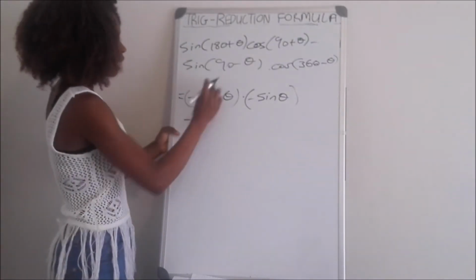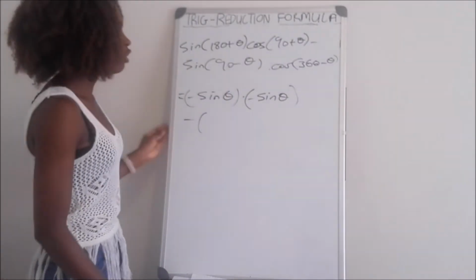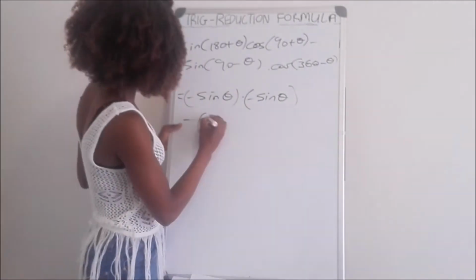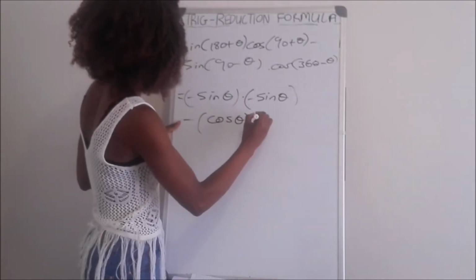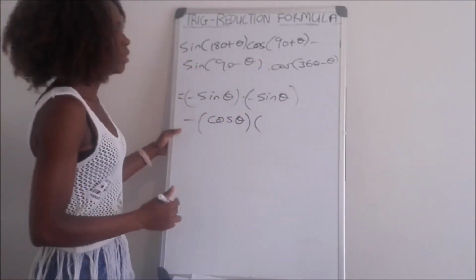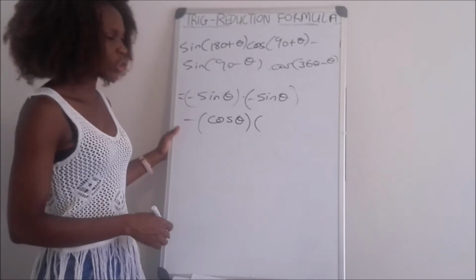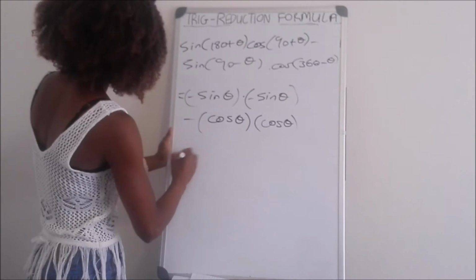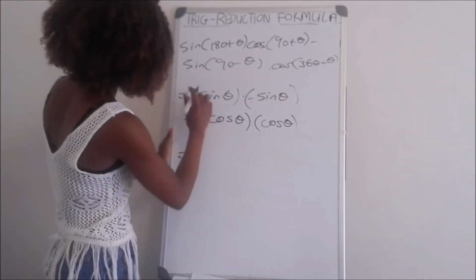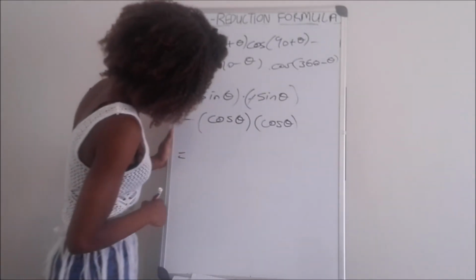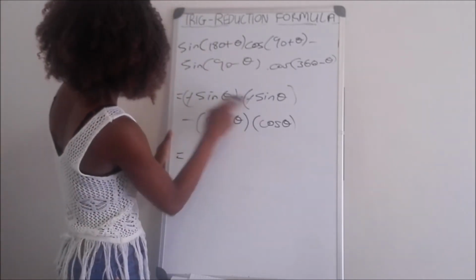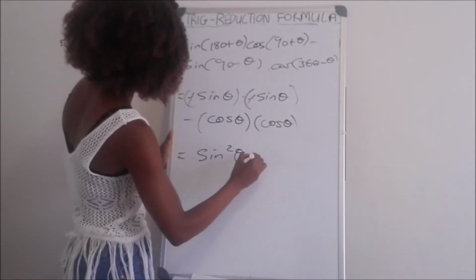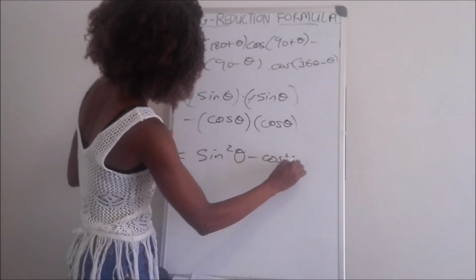Then minus sine of 90 minus theta: 90 minus theta is in the first quadrant, of which all trigonometric ratios are positive. Then we'll have minus cos theta, multiplied by cos of 360 minus theta, which is in the same quadrant as cos. That makes it positive. Then we have positive cos theta. Alright, and then from here the negative and negative will cancel out, and they will multiply out, and we will be left with sine squared theta minus cos squared theta.